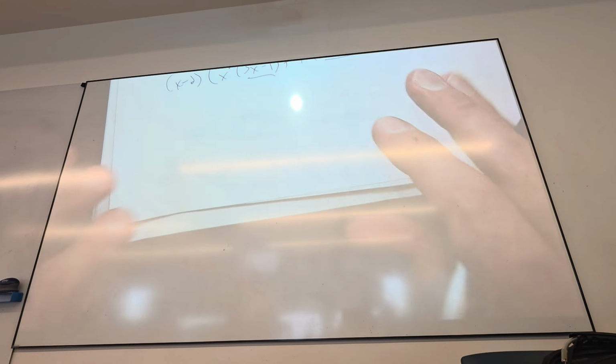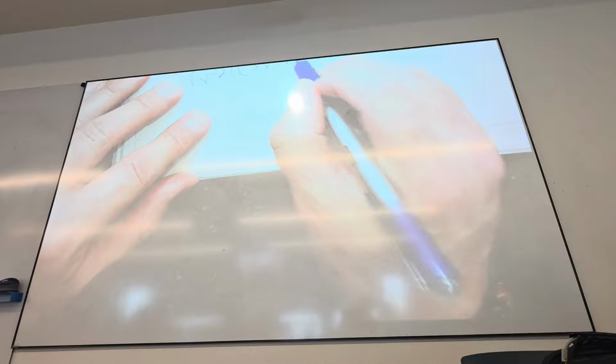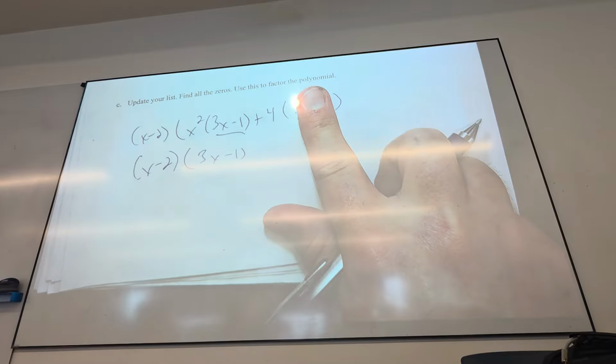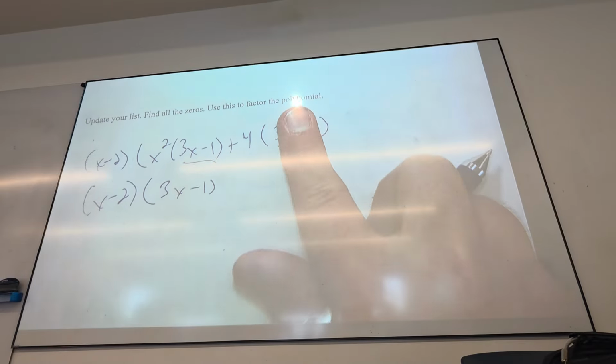So this will be, the x minus 2 is just sort of out there. 3x minus 1 can come out. Oops, sorry. And then I'm left with x squared plus 4, yes? If these two are not the same, you've either made a mistake or it's not factorable. These two have to be the same to be able to go to the next step.